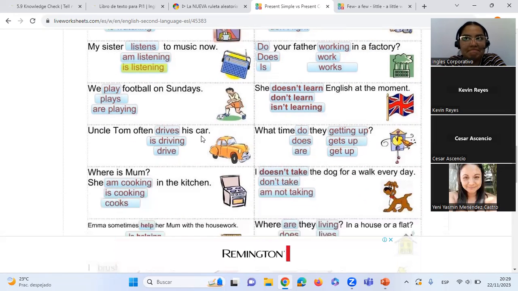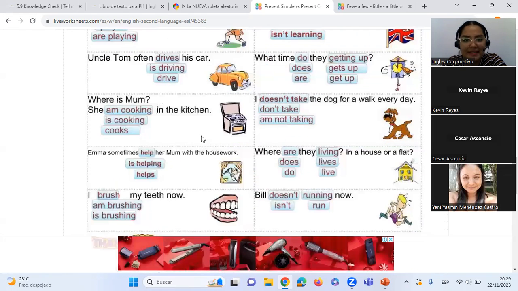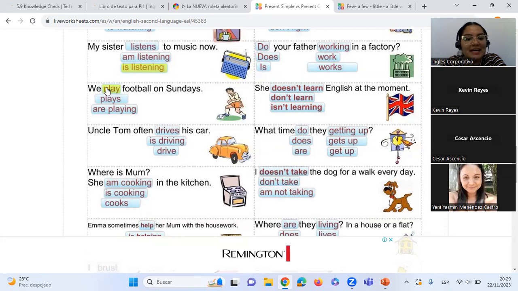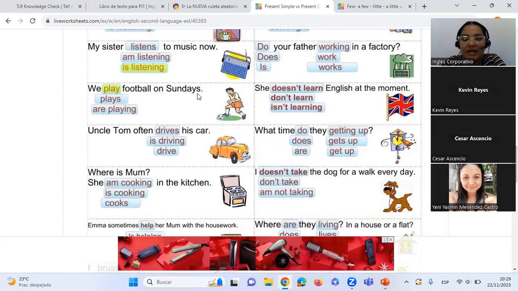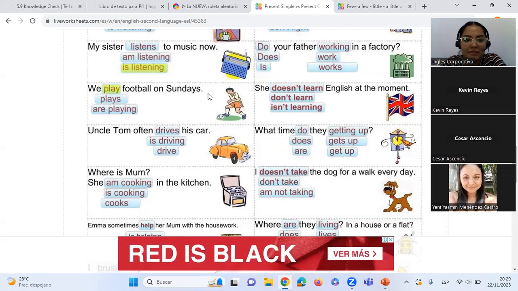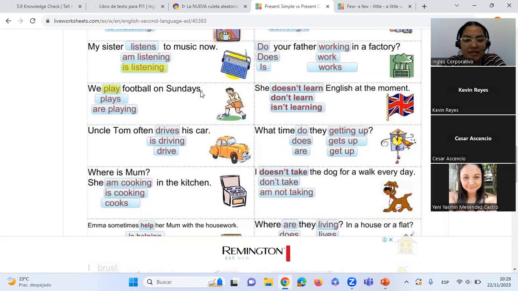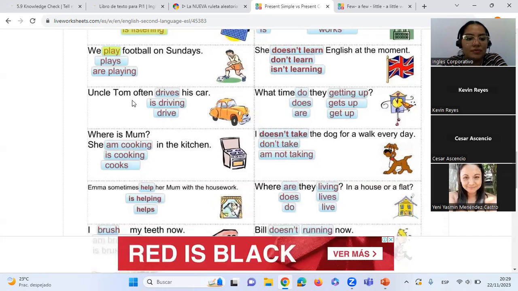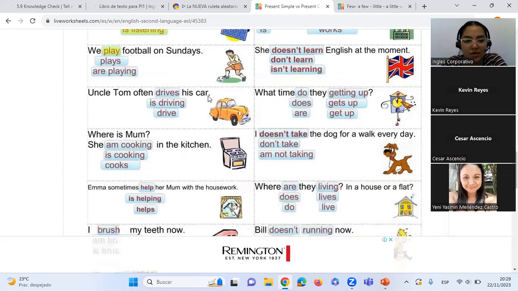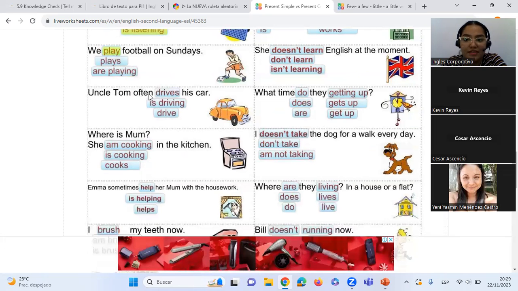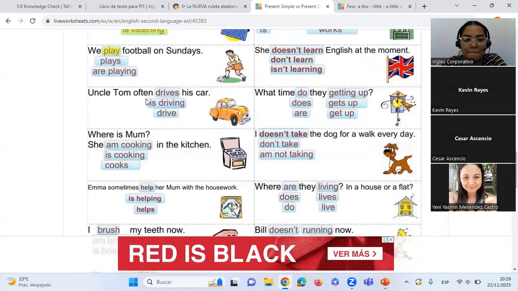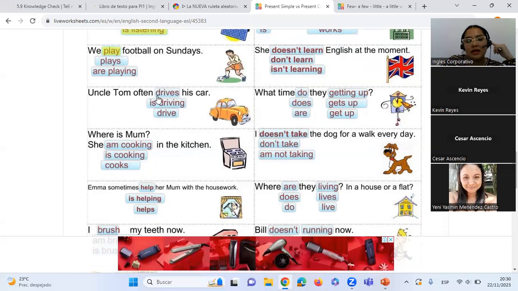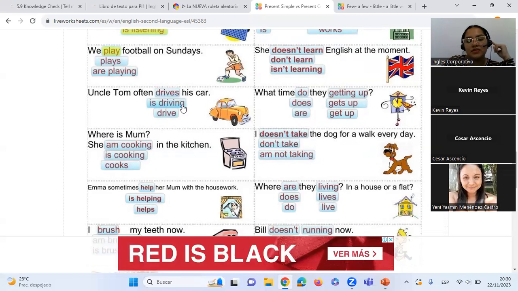All right. Sinceramente sí tiene mucho sentido, sí lo podríamos utilizar así. Pero en este caso es play. Es play, más como ajá, una rutina. Es una rutina. Okay, aparte que dice Sundays, o sea, todos los domingos. O sea, es una rutina, es un hábito. Uncle Tom often his car. Often, we have often. Be careful. Regularmente. Exacto. So do you think drives is driving or drive?